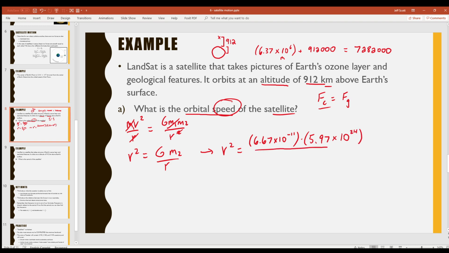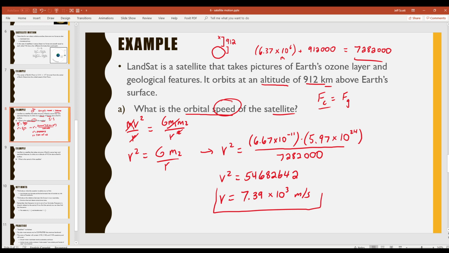And then we're going to divide that by the radius, which we found at the beginning of this question to be 7,282,000. Throwing this in my calculator is going to give me v squared equals, let's see here, 54,682,642. Now, of course, this isn't our final speed. We need to take the square root of this now. If we square root both sides, we're going to get v equals, I guess the nearest 3 sig digs would be 7.39 times 10 to the 3 meters per second.